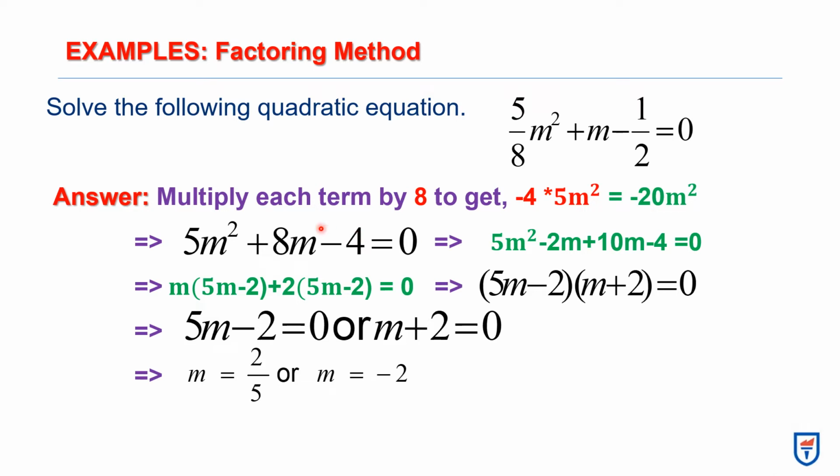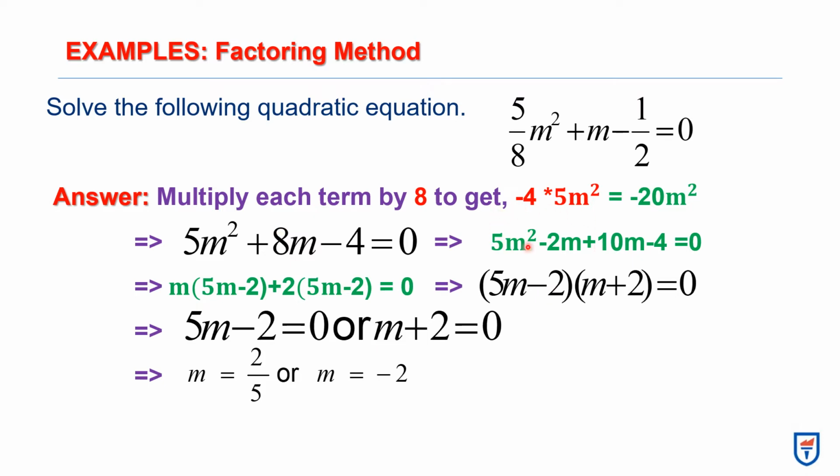Now when we are looking for factors, we need to look for two factors that if you multiply them, we're going to get minus 20m squared, and if we add those two factors, we're going to get the middle term, which is plus 8. When you look for those two factors, we're going to find out that it's only minus 2 and 10. If we say minus 2 times 10, we're going to get minus 20, and if we say minus 2 plus 10, we're going to get plus 8. So minus 2 and 10 are the only two factors. Once we find those two factors, we need to return our outer terms, which is 5m squared, and we replace the middle term with our factors.